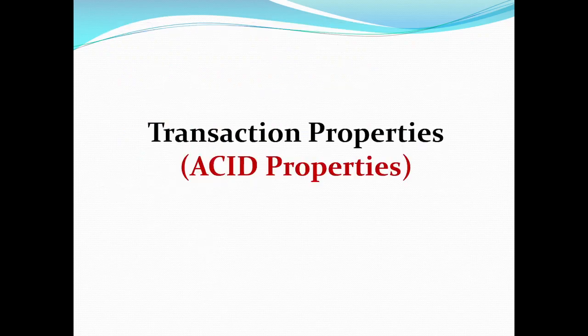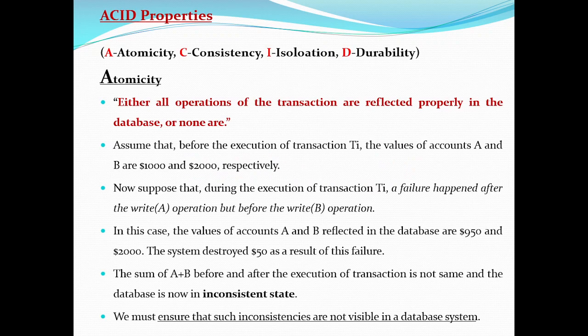Okay, now next let us see the transaction properties, the ACID properties. A stands for atomicity, C stands for consistency, I stands for isolation, and D stands for durability. Atomicity: either all operations of the transaction are reflected properly in the database or none are.